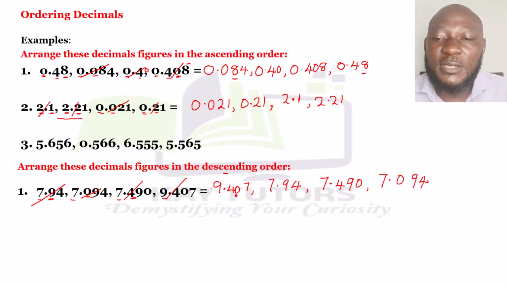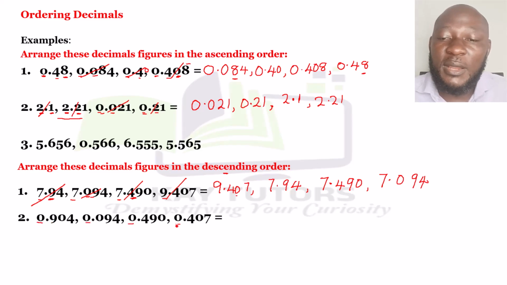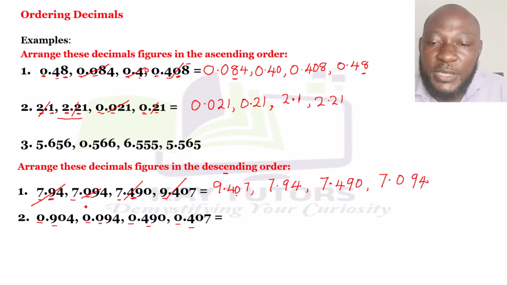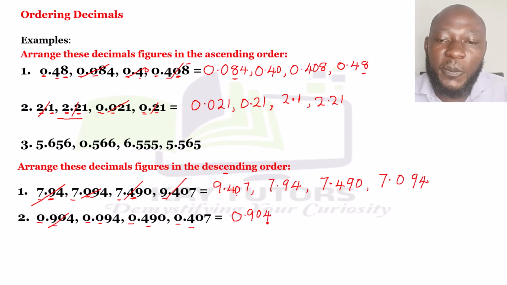starting with the biggest. Now let's arrange this set of decimal numbers in order of size starting with the biggest. So here 0, 0, 0. So the whole numbers here are all on the same level. But here we have 9, here we have 0, 4, and 4. So this is the biggest. So 0.904.